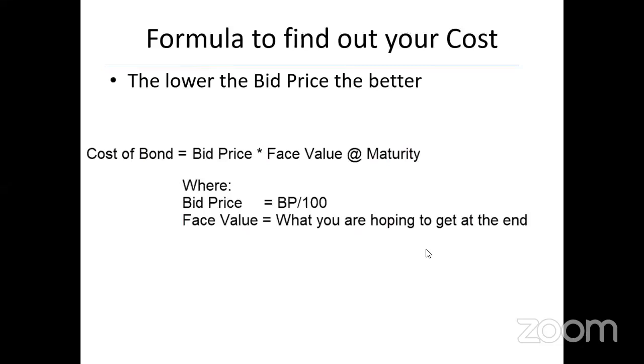Now, here is the formula on how you can calculate what bond you can buy. This is a formula again to find out how much you are going to need to buy a specific bond. I just created this. So the cost of the bond is going to be equal to the bid price and the face value at maturity. So whether you want a 200 bond, a 150 bond, a 70,000 bond, that's what you're going to put there. The bid price, you're going to divide by 100 so that it becomes a decimal. And then the face value is what you are hoping to get at the end.